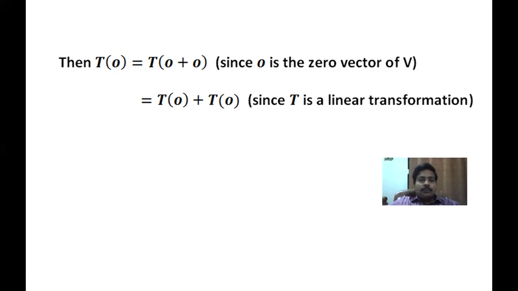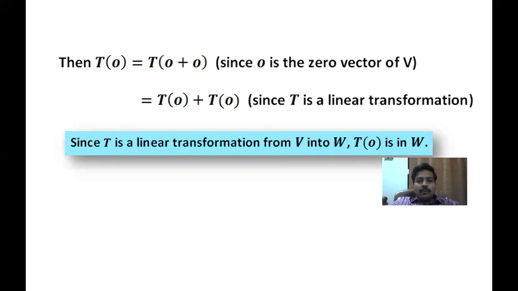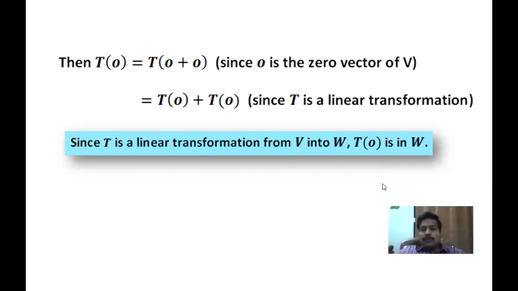Now both T of O and T of O are in W. Since T is a linear transformation from V to W, T of O is in W. This will be in W, the second vector space.